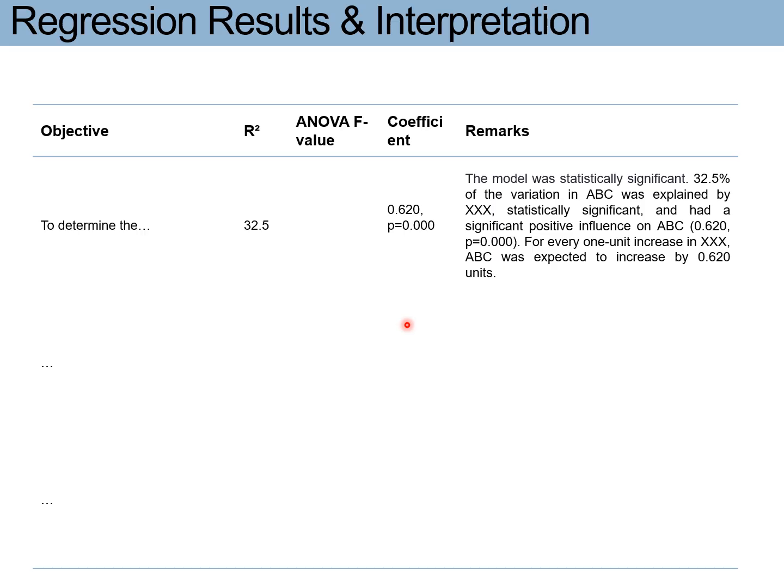So you can see from there, the model was statistically significant. 32.5% of the variation in the ABC, that means the variable that you are trying to measure, was explained by XSS, and it is statistically significant and had a significant positive influence. Okay, and you look at the coefficient also, and you are able to explain. You do the same for the second objective, the third, the fourth, and the combined moderator variable as well.